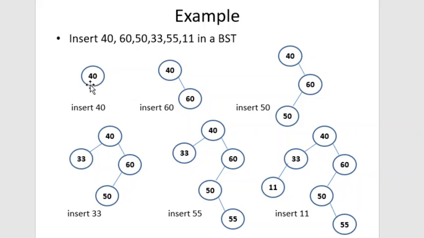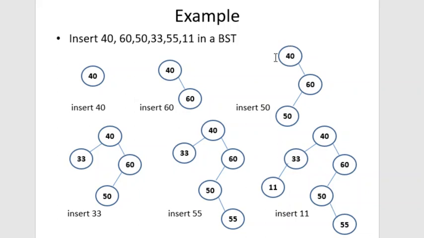So first insert 40. Since the binary search tree is not present, the first node is 40, so 40 is the root. Next, the element to be inserted is 60. So 60 is compared with the root node, so 60 is greater than 40, so it should go to the right side. There is no right child for this 40, so create a new right child and enter the value as 60. Now next the value to be inserted is 50.